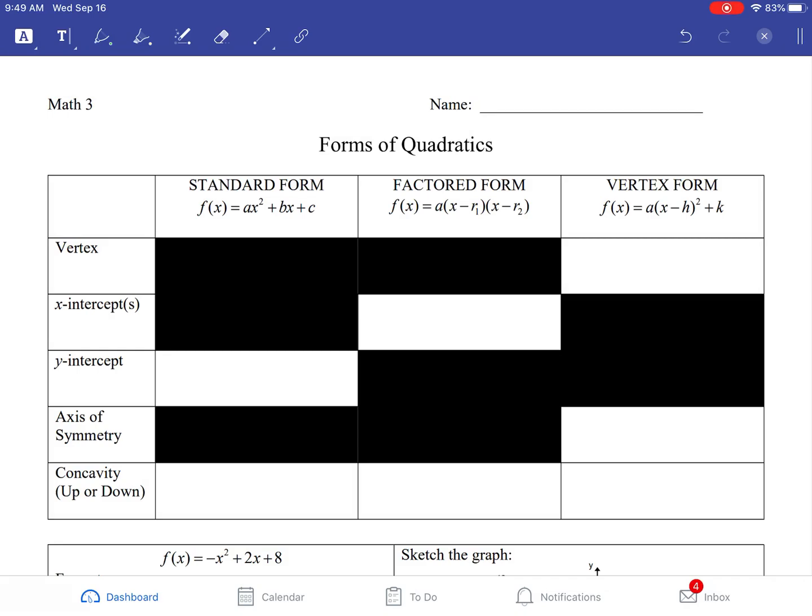So today we're going to be looking at different formats of quadratic equations. We have three separate formats that we're going to be looking at: standard form, factored form, and vertex form. And all of these forms we've seen in the last unit when we were solving and factoring quadratics.